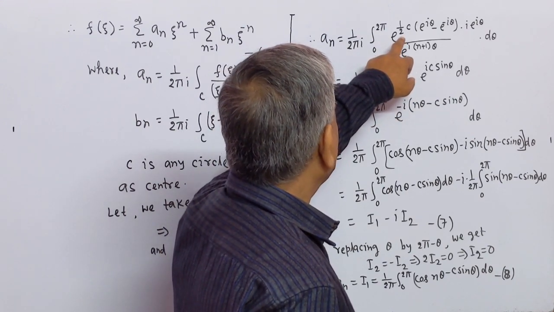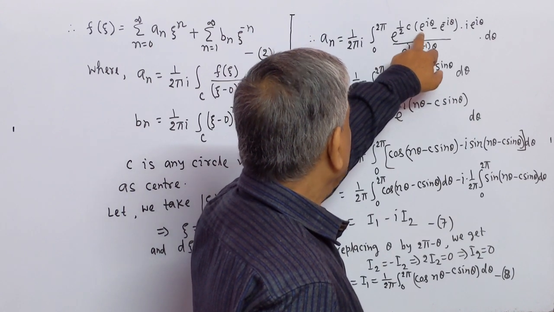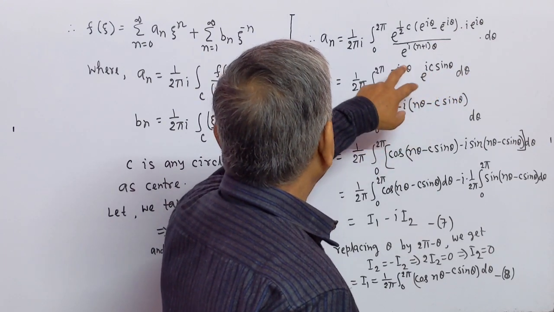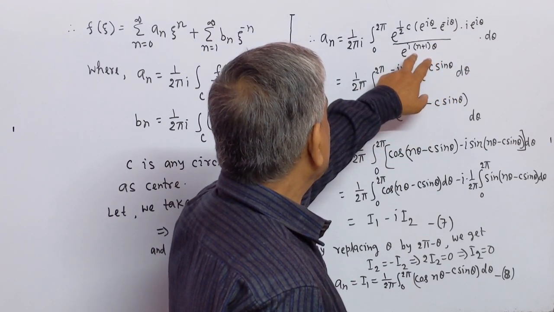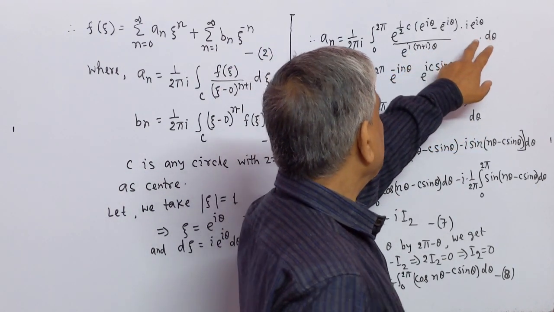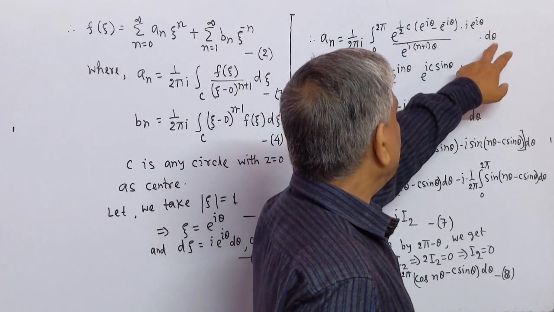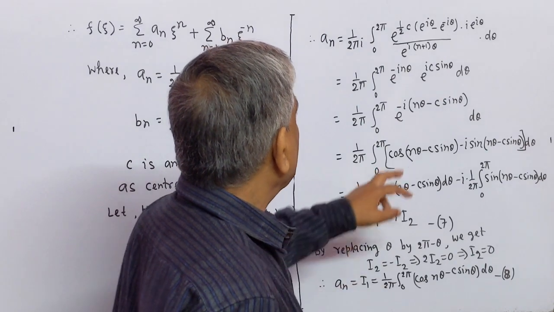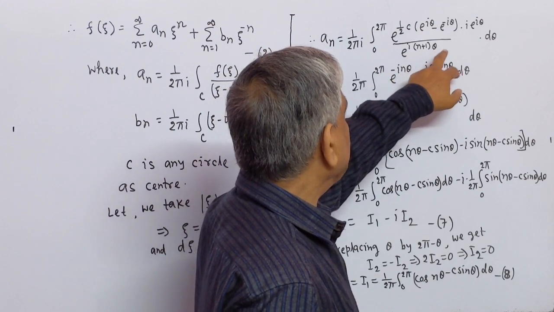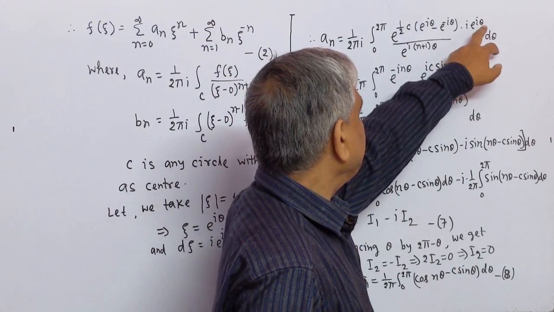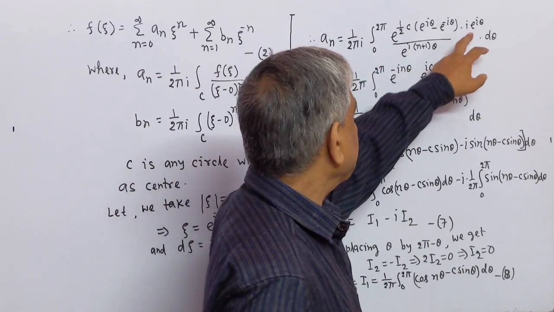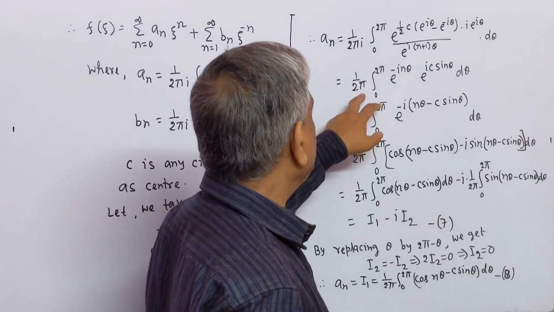e^(½c(e^(iθ) - e^(-iθ))), divided by ξ^(n+1), which means e^(i(n+1)θ), and here dξ means i e^(iθ) dθ. We take here e^(i(n+1)θ) and e^(iθ), that means e^(-inθ). Here i and i cancel, so here only 2π remains.